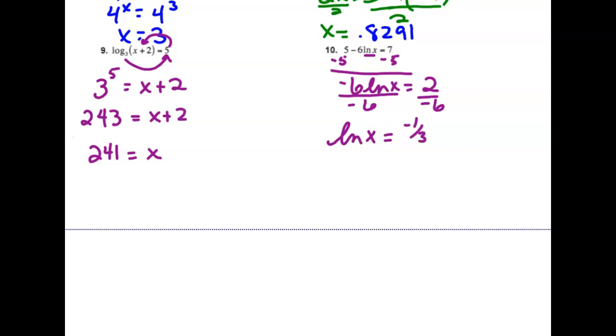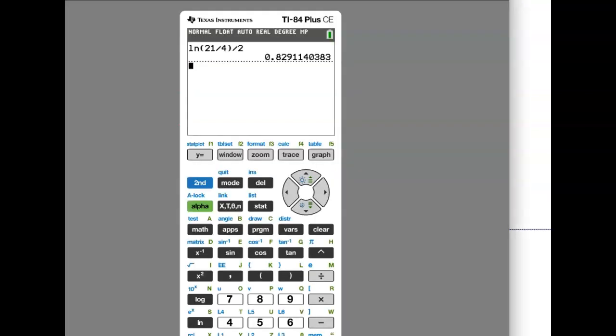And now remember, our base when we have a natural log is e. So we are saying e to a negative 1/3 will get us x. All right, grab our calculator. We want to take e, so second natural log, e to a negative 1/3 power. And if you have an older calculator, you might need to put that negative 1/3 in parentheses. We should get a decimal of 0.7165.